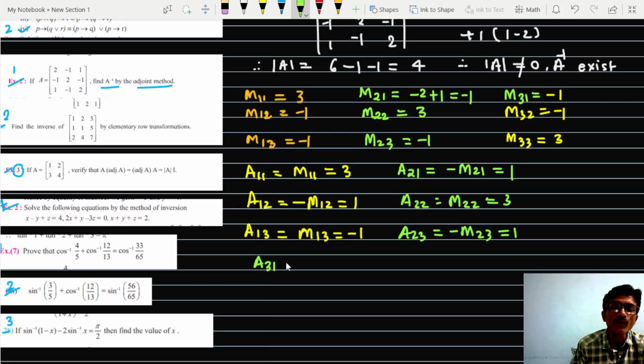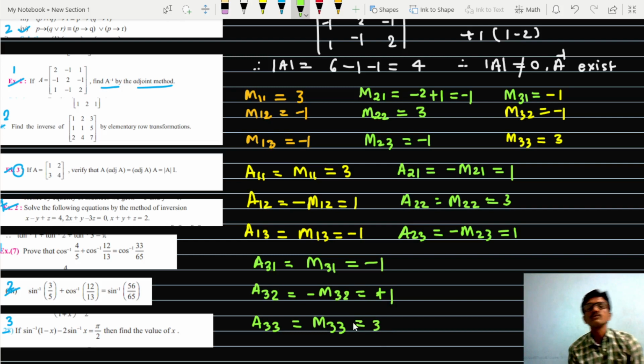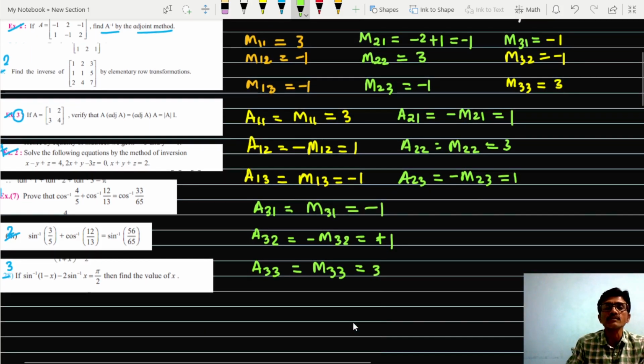A31 is equal to M31, and M31 is minus 1. A32 is equal to minus of M32. Our M32 is minus 1, so it will be plus 1 here. A33 is equal to M33, and that is equal to 3. So thus we are getting all cofactors.